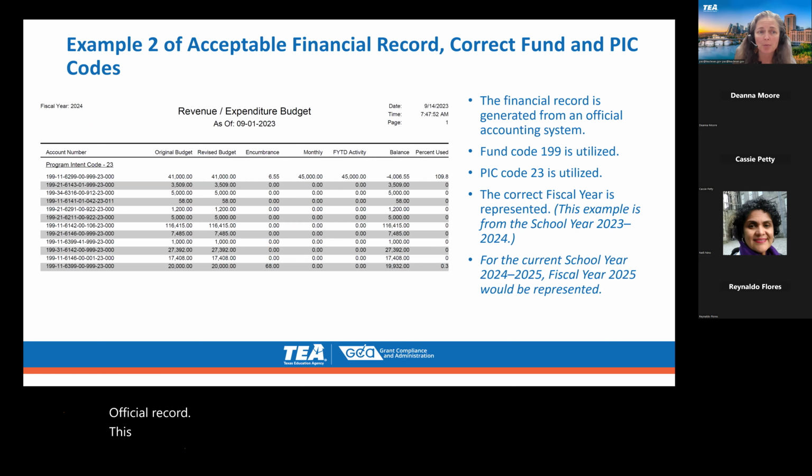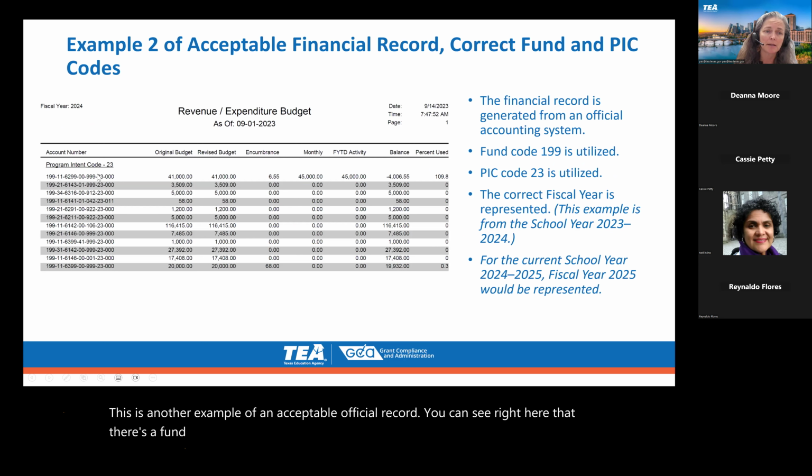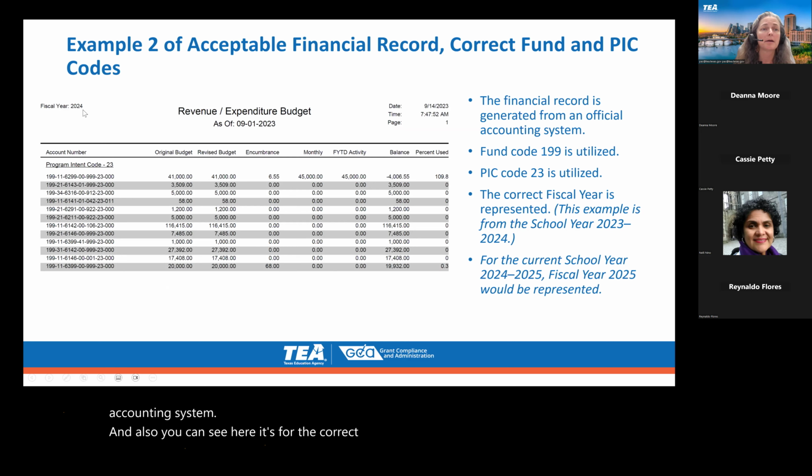This is another example of an acceptable official record. You can see right here that there's fund code 199, there's PIC code 23, and it's definitely from an official accounting system. And also you can see here, it's for the correct year. At that point, it was fiscal year 24.